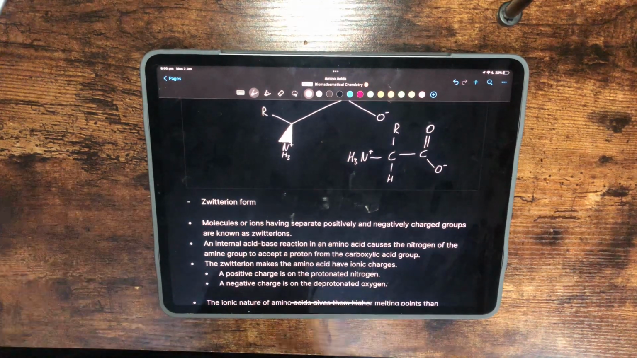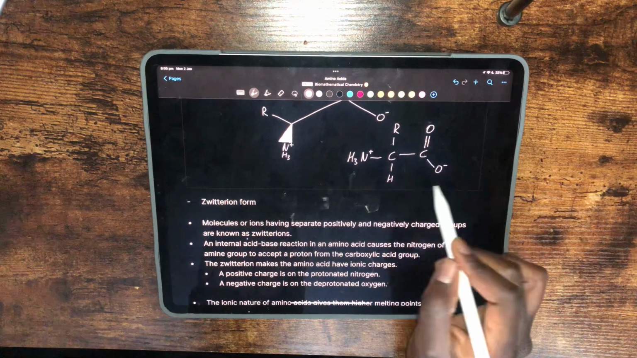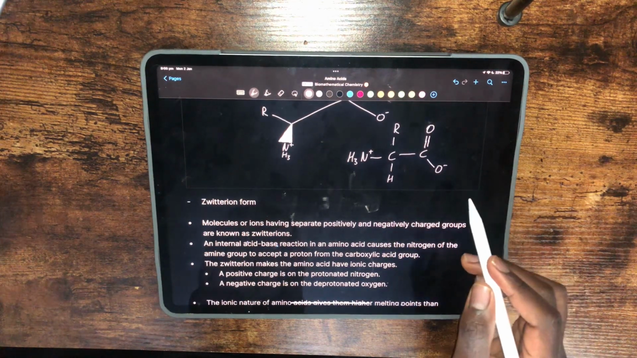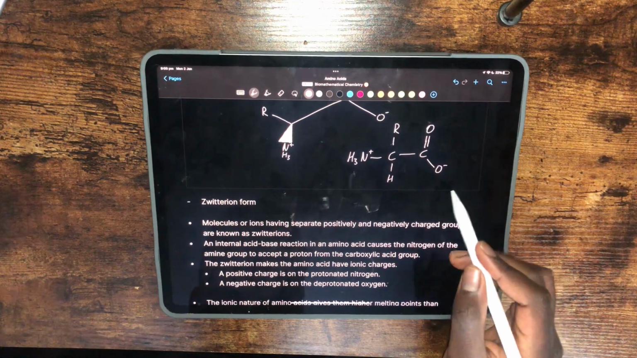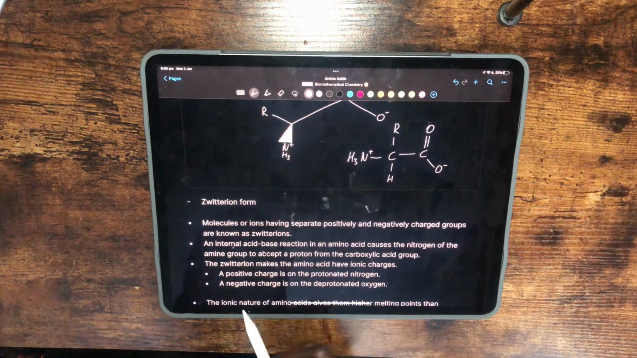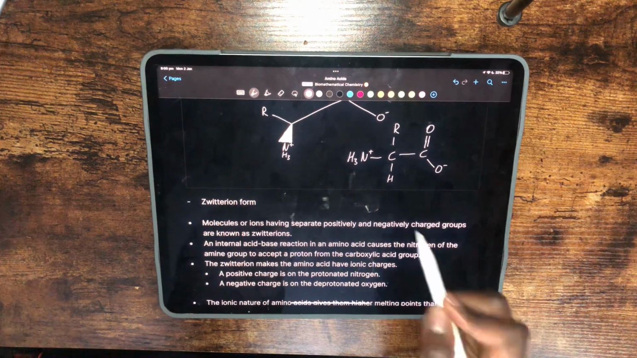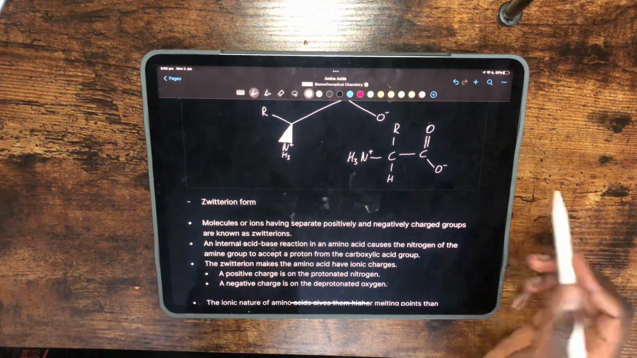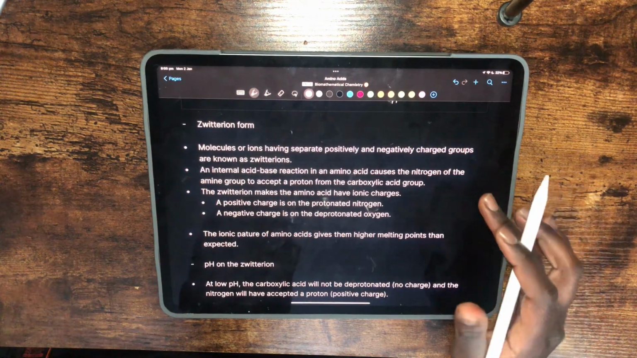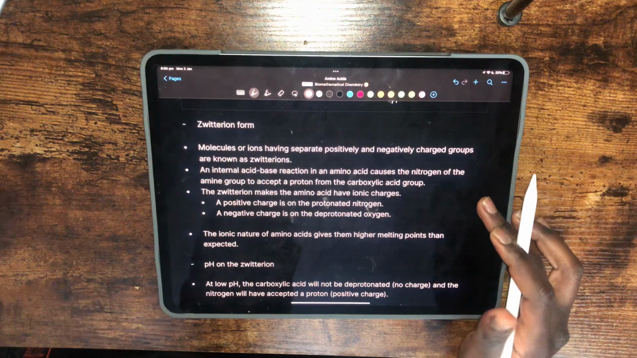If it's in high pH and the acid part here is reacting with base, then it will lose a proton. The negative charge is on a deprotonated oxygen because it's lost a proton. So the ionic nature of amino acids gives higher melting points than expected.